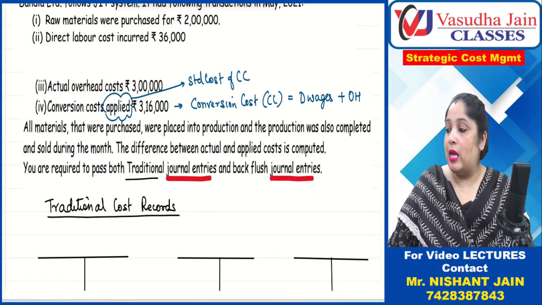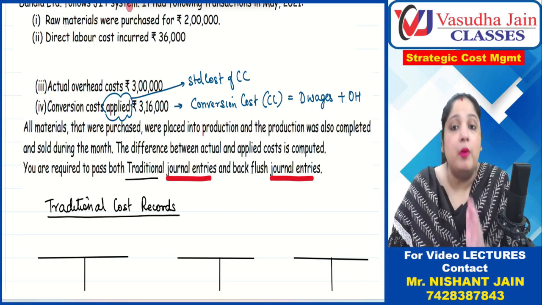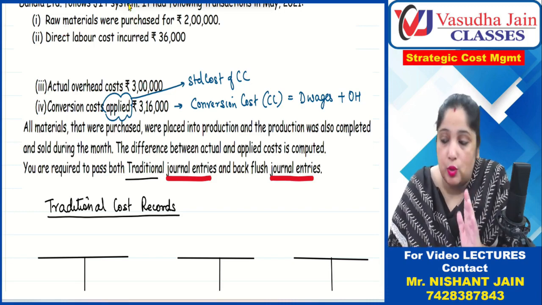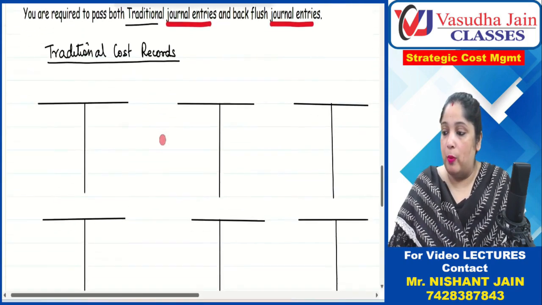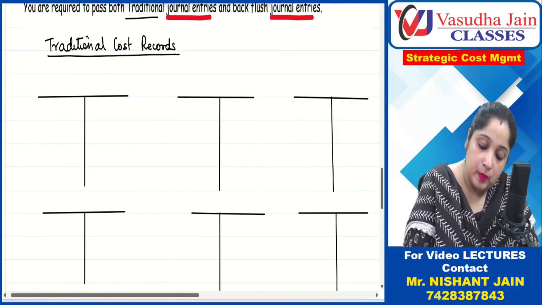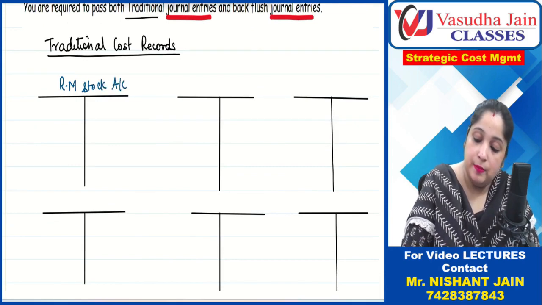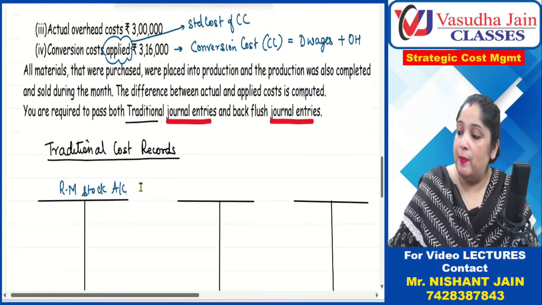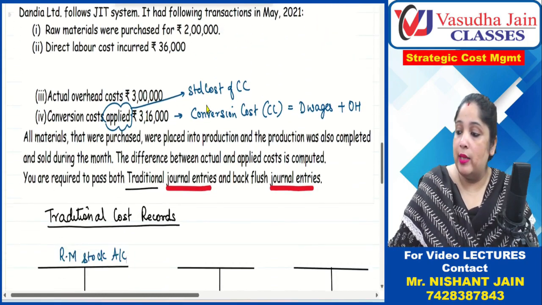So the first transaction given to us is raw material purchase. Now in the traditional system we make a work in progress account also. So let us pass entries. Raw material purchase 2 lakh. Okay, not a problem. Let us write here raw material stock account. How much raw material is purchased? Raw material purchased is 2 lakh. So let us write 2 lakh here.